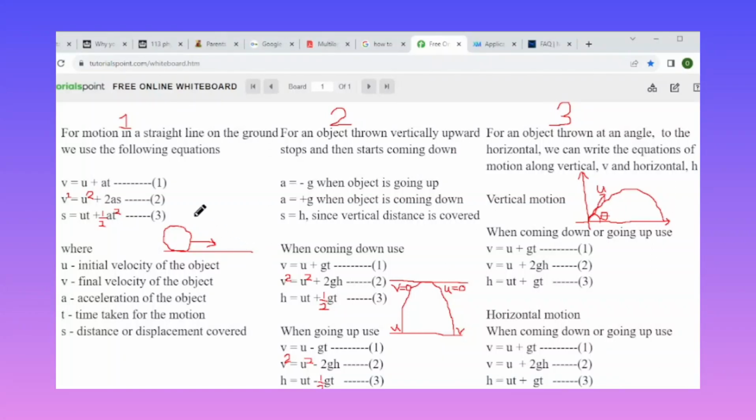Object is moving as shown in this diagram, we can use these three equations for it to calculate whatever we are asked to calculate. But take note that the object must be moving with a uniform acceleration. By uniform acceleration, we mean the velocity of the object keeps increasing by equal amount in equal intervals of time.